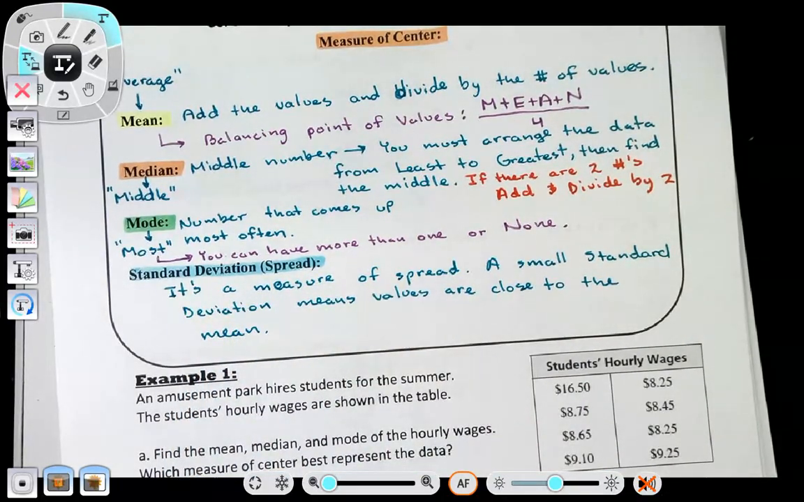So standard deviation is a little bit, like I said, a little bit tougher to actually find. Luckily, we're not going to find it. We're just going to mention how close we are to the mean, and then, of course, just how far apart the numbers are from each other. So spread usually just means that. How far apart are numbers from each other?